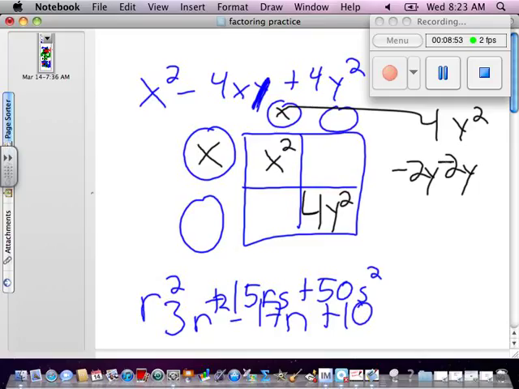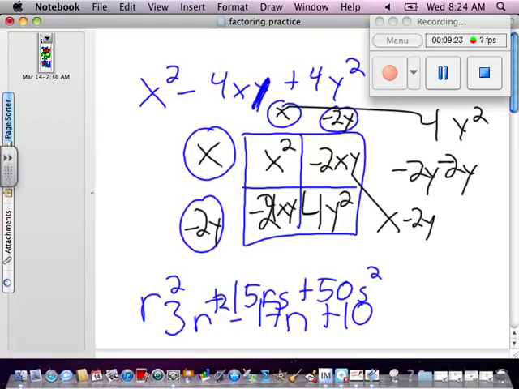So let's try it. Let's see what happens. If we put negative 2y here and negative 2y here, what do we get? Negative 2y times x is negative 4xy. I'm sorry, it's negative 2xy. I don't know where I got the 4 from. Negative 2 times x is negative 2xy. So when we add those together, we get negative 4xy. And negative 2y times negative 2y is a positive 4y squared. So my two answers are x minus 2y times x minus 2y.